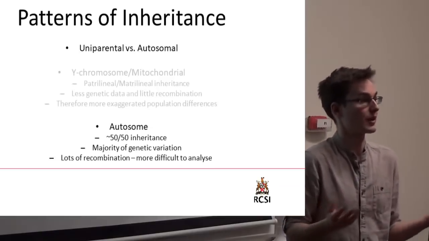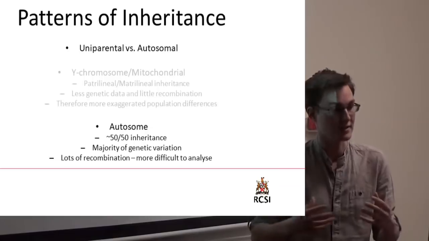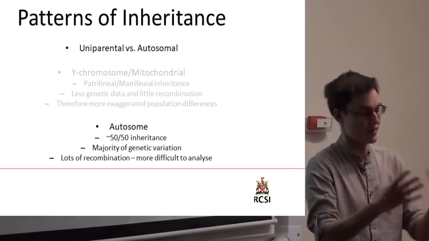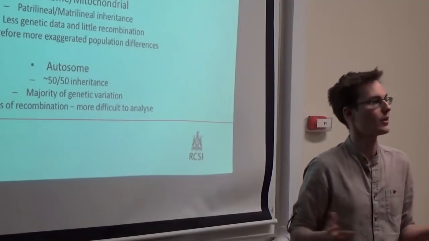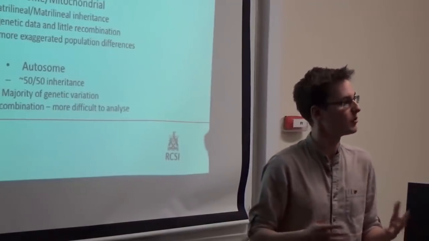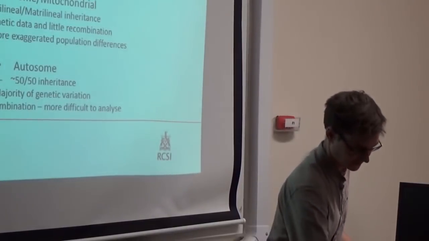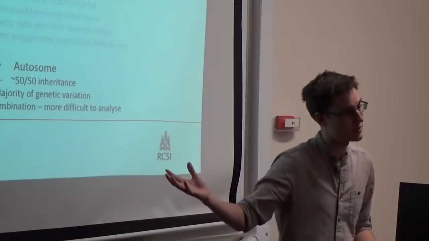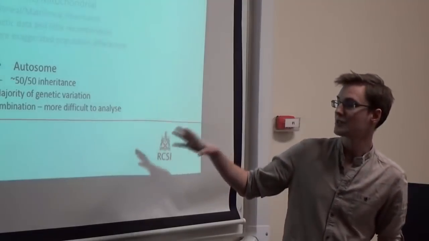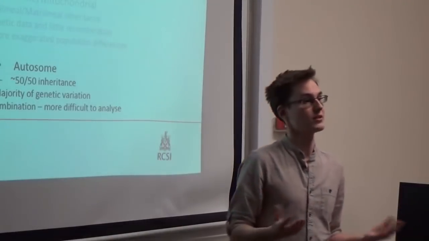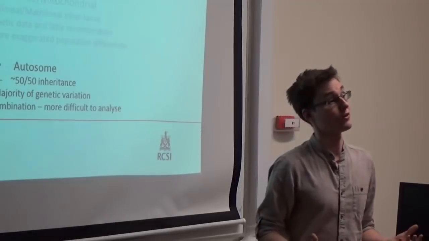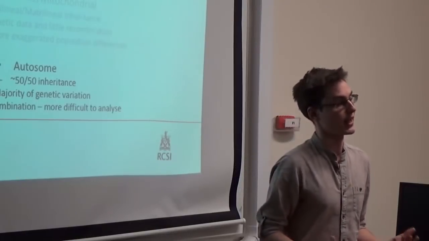And we haven't studied the vast majority of the mutation or variation in the genome. It's kind of like the bottom of the ocean. We know some stuff that's in there, but a lot of it's kind of unknown. So the data that I'm going to be presenting today is based on the autosomes. We haven't actually generated uniparental data using the average DNA atlas yet.